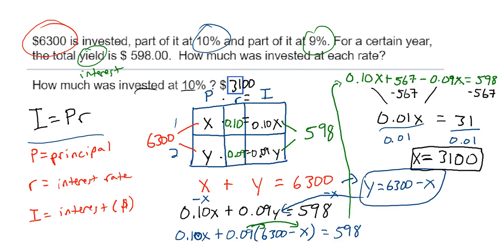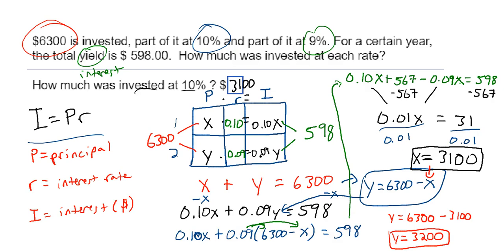And we can find that out by taking our answer for x, plugging it back into one of the original equations. I think this would be the best one. And then solving that for y to find out what y is equal to. So we'll have 6,300 minus 3,100, which gives me y equals 3,200. And so that's how much was invested at 9%.